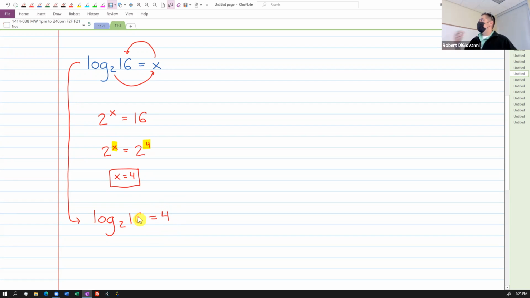So listen to the words coming out of my mouth, all right? When we had this original problem right here, okay? What that was saying to me is this: figure out what you raise 2 to in order to get 16, right? That's what that's really asking me to do. Figure out what power I'd have to raise 2 to in order to get the number 16. And the answer is 4, right?